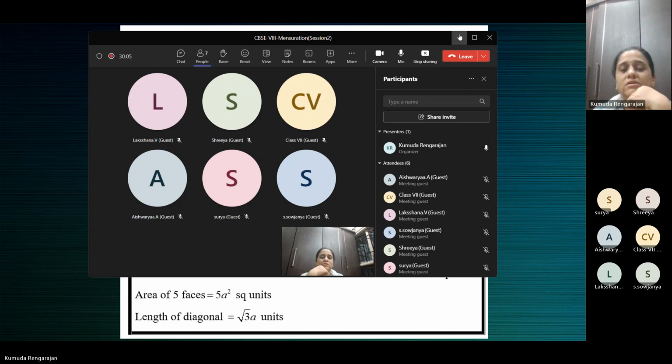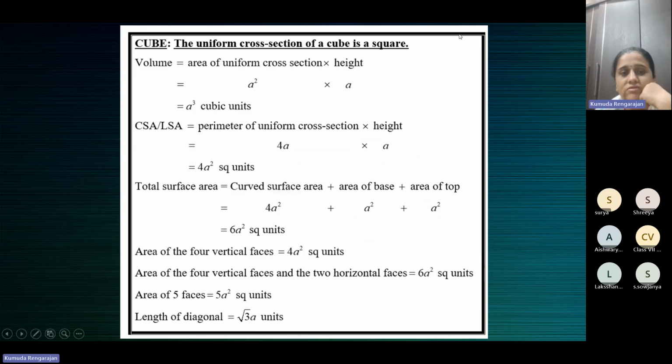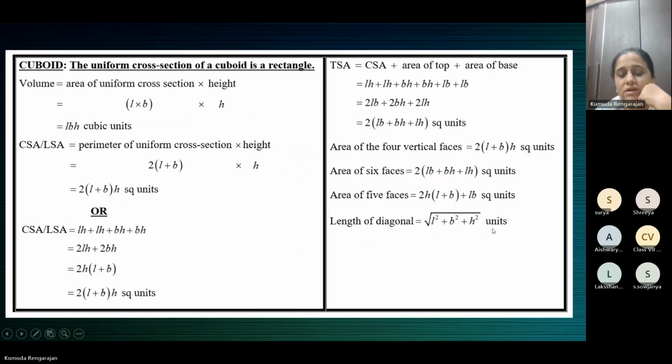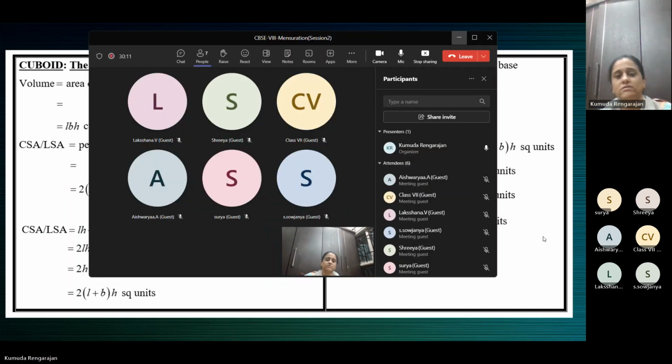All right. Now coming to cuboid. So we understand the cuboid in the same way. Now a cuboid, I hope you can see this. A cuboid, again, is a solid whose cross section is a rectangle.